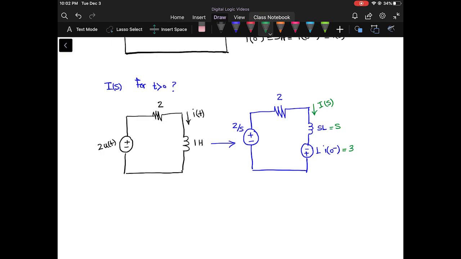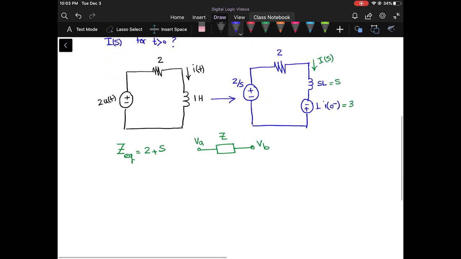So do you agree that the equivalent impedance of this circuit is 2 plus S because I have an impedance of the inductor in series with the resistor? So it's S plus 2. Now, I have the impedance and I have two voltages. When I have here VA, and I have VB, and I have Z in between, how can I find the current in this circuit? It's VB minus VA over Z. So I'm using Ohm's law, right? I'm using the same law to find I(s) in this circuit.